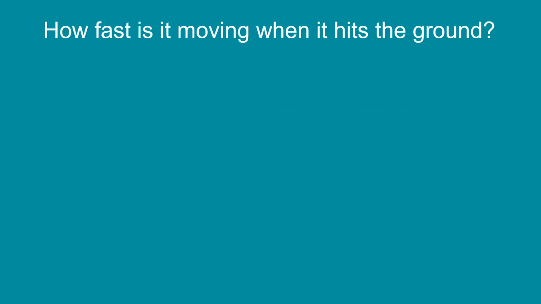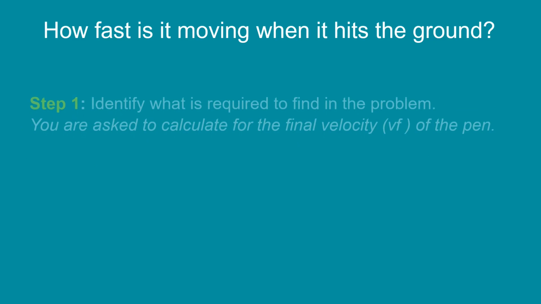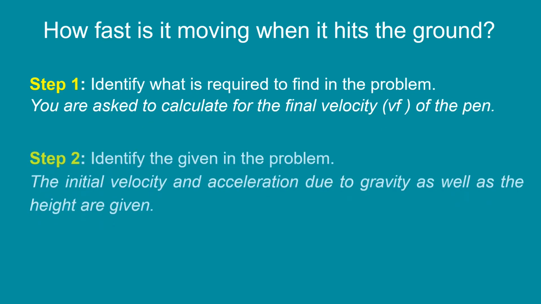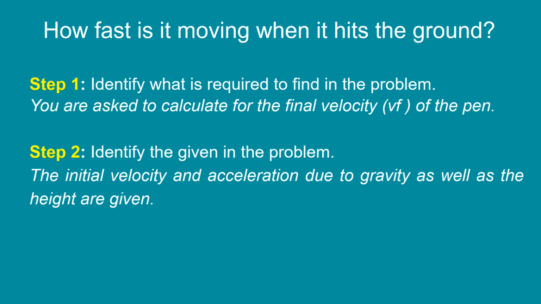To answer the sample problem, let's follow these steps. Step 1. Identify what is required to find in the problem. You are asked to calculate the final velocity of the pen. Step 2. Identify the given in the problem. The initial velocity and acceleration due to gravity as well as the height are given, wherein initial velocity is equal to 0, gravity is equal to negative 9.8 meters per second squared, and height is equal to negative 5 meters.